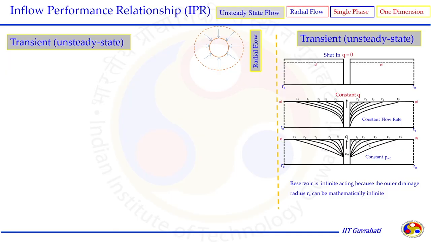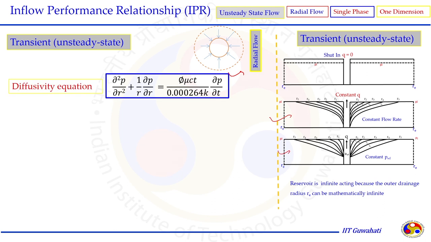So let us set up the IPR equation for the transient unsteady state flow condition under the radial flow. And this is how the pressure is changing with respect to position and time. And that's making the diffusivity equation. Either we can start with the diffusivity equation or the basic IPR equation. Now in this case, this term is neither zero nor constant. It means we need the expression for this.